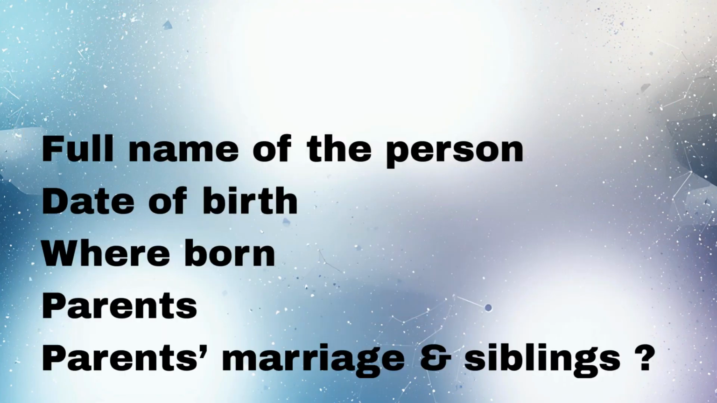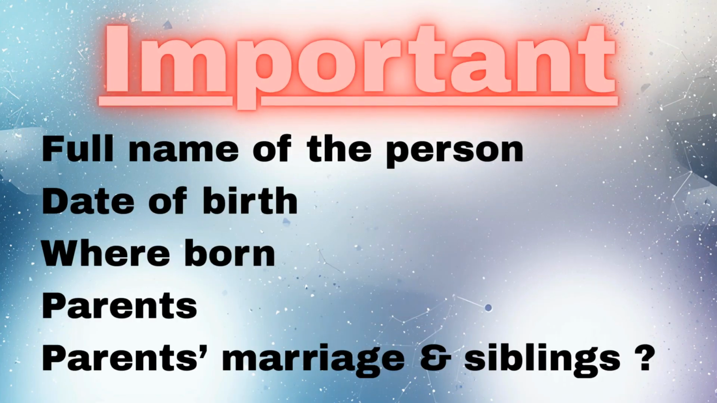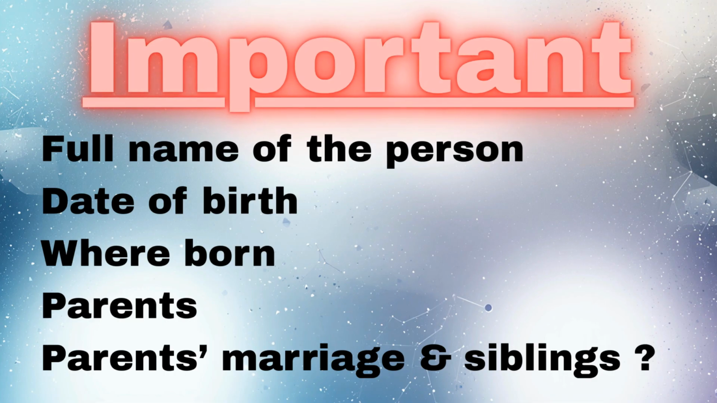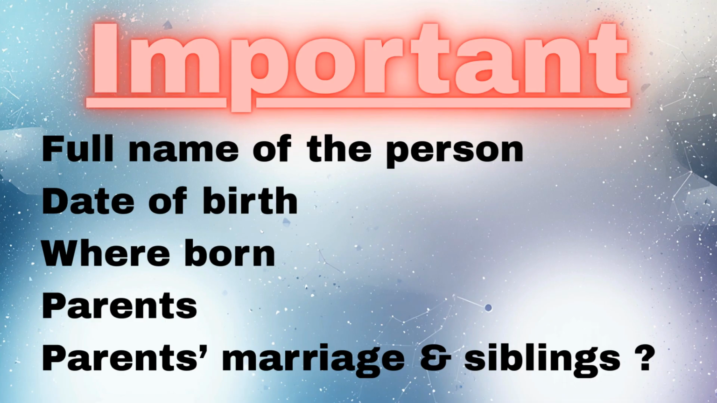Now that we've examined all 3 vital certificates in detail, let's review your document collection to date. The following summaries show the key details from each certificate type that you should be recording on your pedigree chart. Birth certificates. Full name of the person. Date of birth. Where born. Parents. You may have parents' marriage date and siblings.